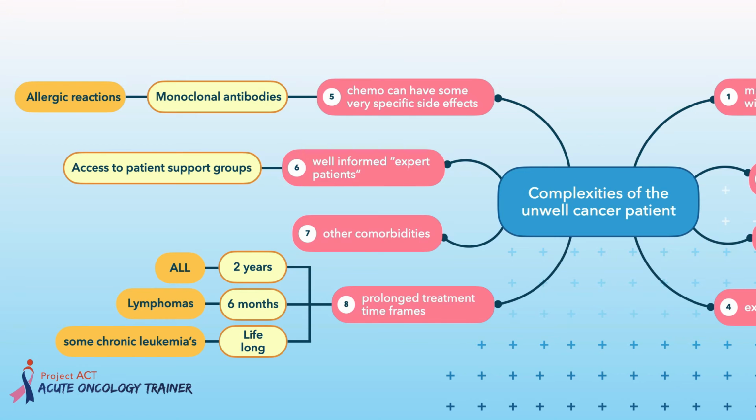Cancer patients and their carers are well informed about their serious condition and have access to patient support groups and other information networks. They may have other age-related or comorbidities that can interfere with cancer treatment. The duration of cancer treatment can be prolonged. It can range from 6 months, 2 years, or even indefinitely.